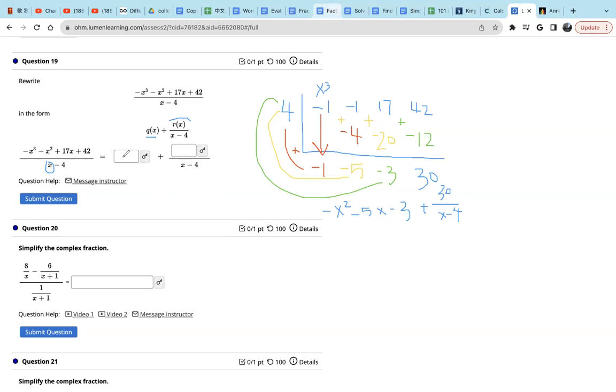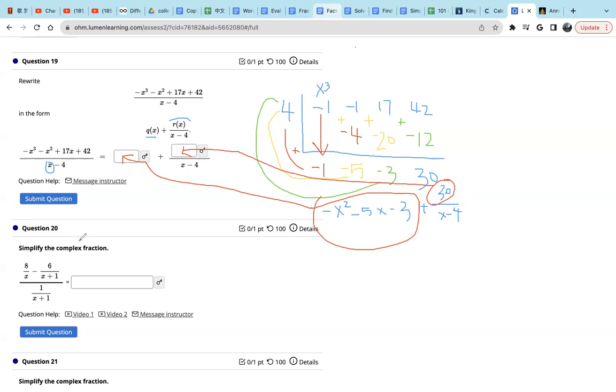So if I write down this answer, let me change my color again. This is my quotient, it goes to this box, and 30 goes on top of x minus 4, right?